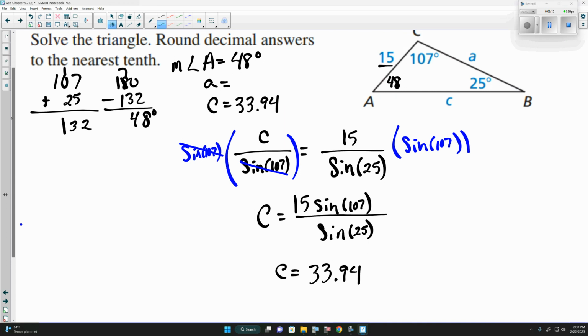Now, questions on this here so far? Because we're not quite done. We found the measure of angle A, we found side length C, we just need to find the side length A, yes?